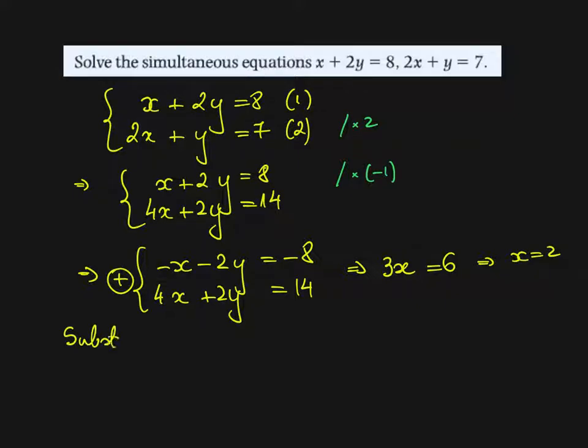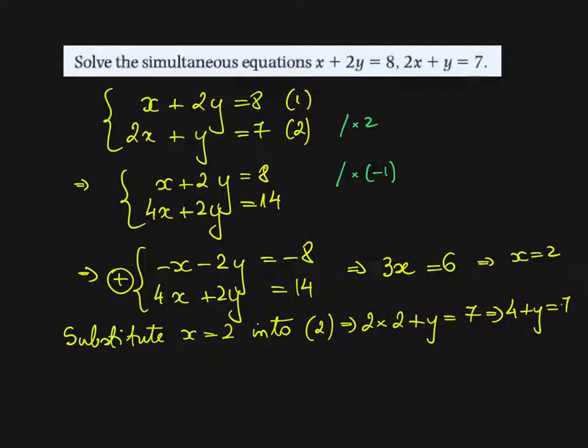Substitute x equals 2 into, well, it seems to be now that here number 2 is simpler, but it doesn't really matter because I have the y here. So I substitute into 2 and I get 2 times 2 plus y equals 7. 4 plus y equals 7. So y equals 3. So my solution is x equals 2, y equals 3.